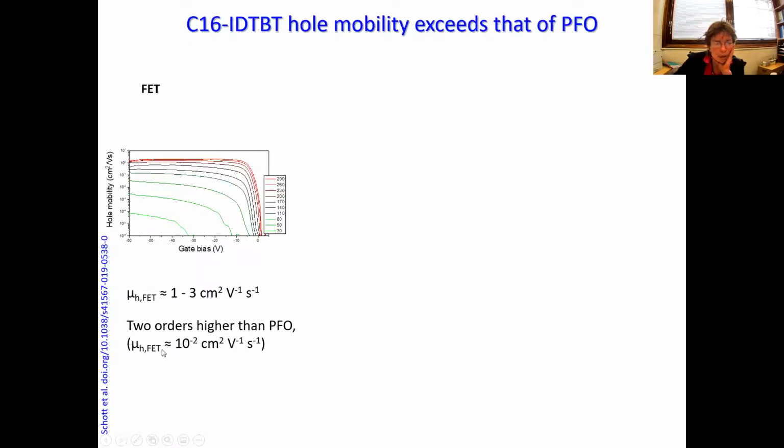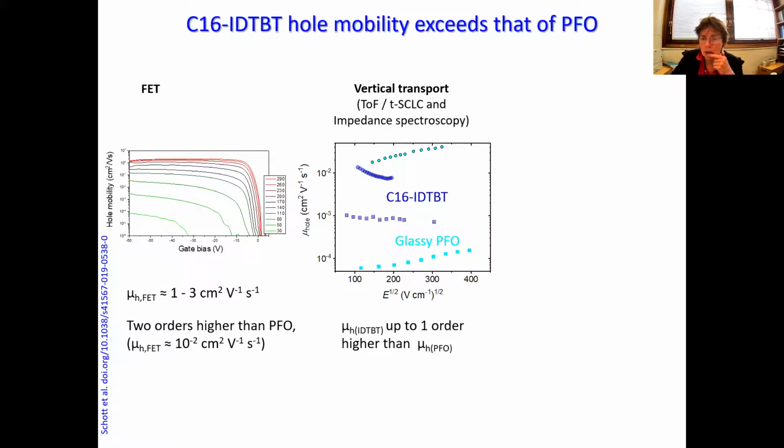So for FET mobility, I'm using very nice data collected by Sam Schott from Cambridge in a paper a couple of years ago. They presented the temperature-dependent FET data. It's weakly temperature dependent, and also the magnitude at room temperature compared to PFO is about 2 orders of magnitude higher. When we look at other techniques, we don't have time of flight measurements for C16 IDT-BT yet, but when we compare an equivalent time-resolved SCLC measurement with time of flight for PFO, they're comparable, but they're different measurements, so we can't draw many conclusions.